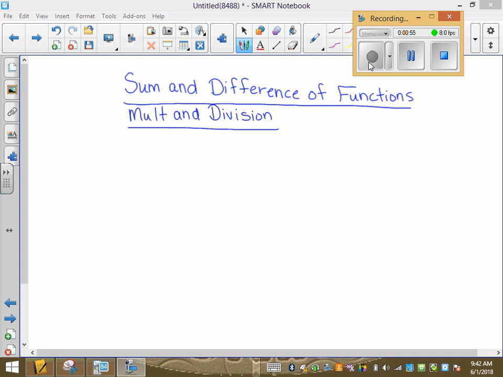Okay, sum and difference, multiplication and division. So what I'm going to do is I'm going to give you an f function and a g function, and then make you add them, subtract them, multiply, or divide. So this is what you should note. If I give you h of x equals f plus g of x, what that actually means is you're just going to do f of x plus g of x. So if they're written together like that, f plus g of x, I would just rewrite them as expanded.